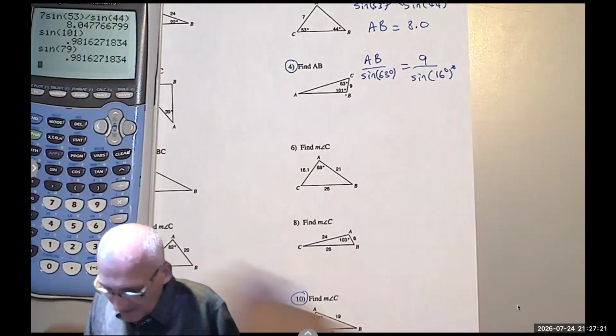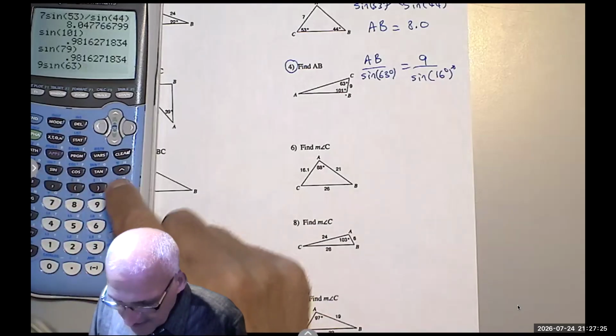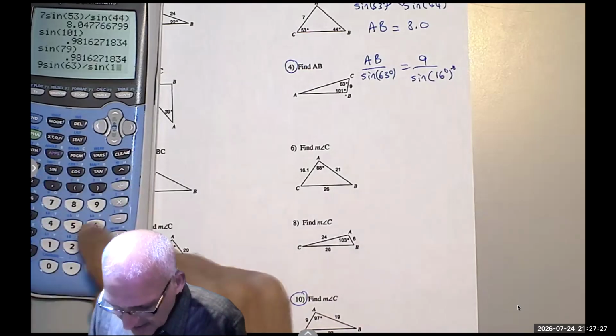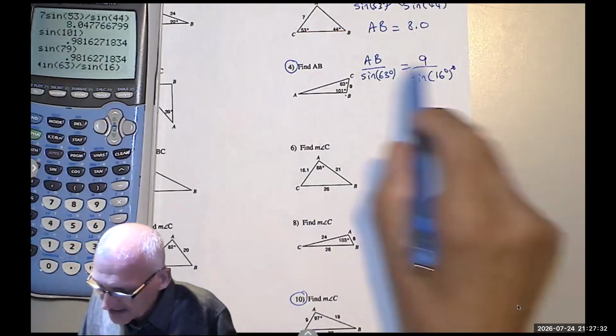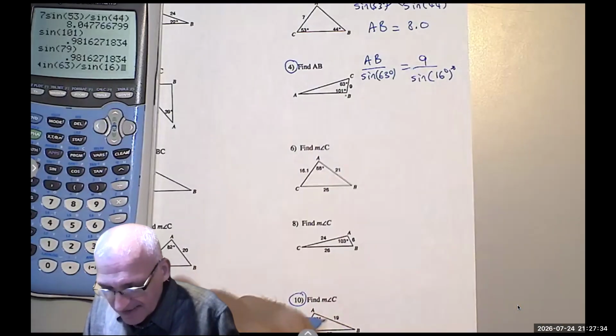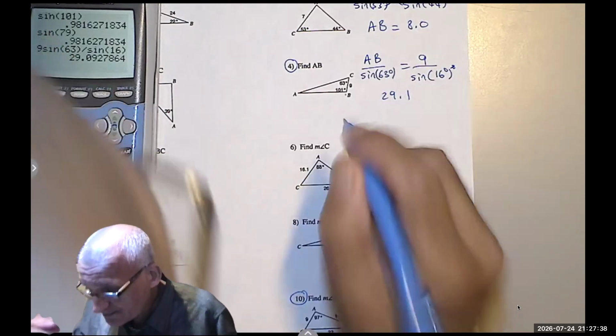And now it's the same thing. 9 sine 63 divided by sine 16. Again, sine 63 is much higher than sine 16, so I expect AB to be larger than 9. Of course, I get 29.1 units.